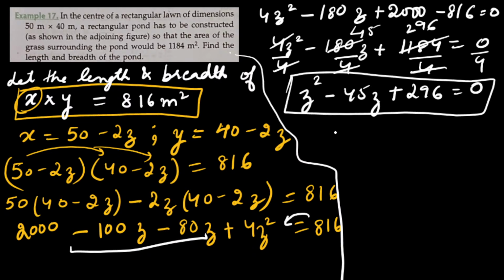Now can anyone tell me the value of z? What is the value of z here? Because z is the third variable, we have to find the value of x and y. So you can just factorize and solve it and tell me the value of z.